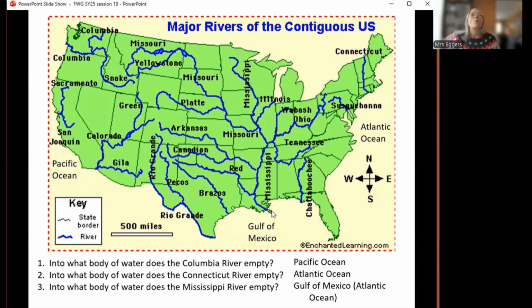Yep. So when you look at a map, think about, if you just look at a river, let me just pick a river, the Chattahoochee.